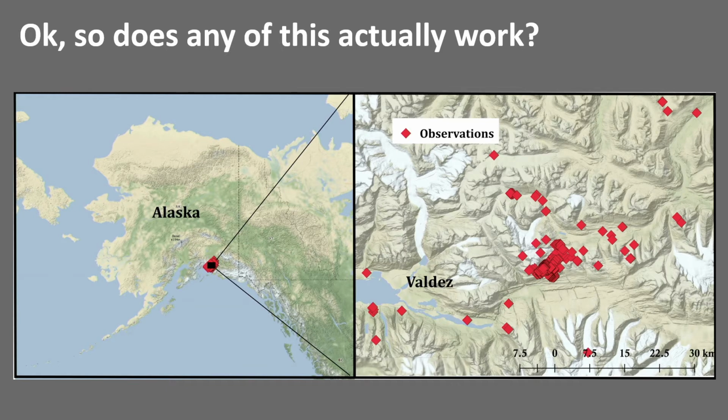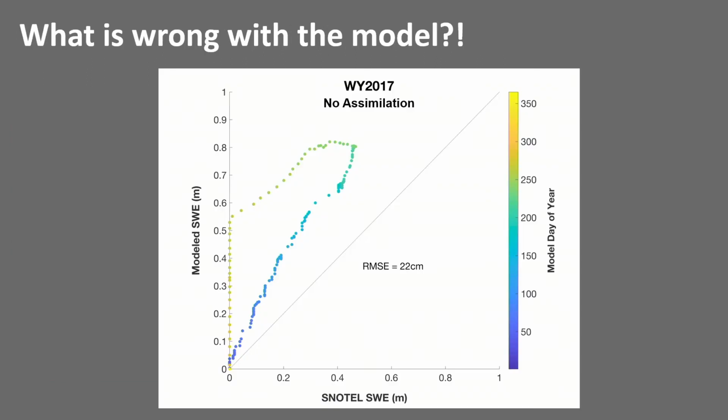This was for the 2017-2018 water year. Okay, so what I'm showing you here is a plot of the modeled snow water equivalent on the vertical axis against the measured snow water equivalent at the snow telemetry station near Thompson Pass. And this is the best case model run that we have. We've calibrated the heck out of it. We've turned all the tuning parameters and so on and so forth.